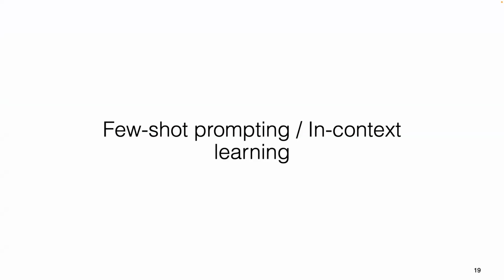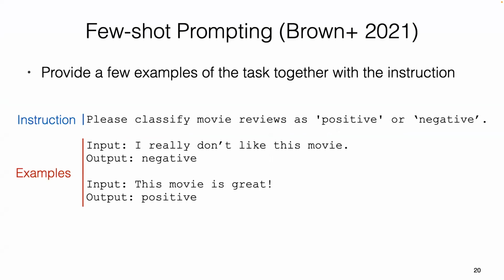Okay. So few shot prompting, I mentioned this briefly during the pre-training lecture. This was discovered in the GPT-3 paper, or at least first popularized. And here the idea is that you might have some instruction. This is actually optional. And then you provide different input and output examples in the prompt.